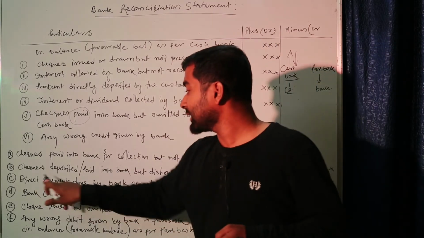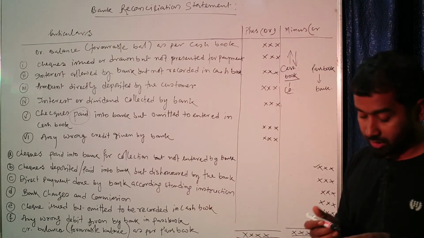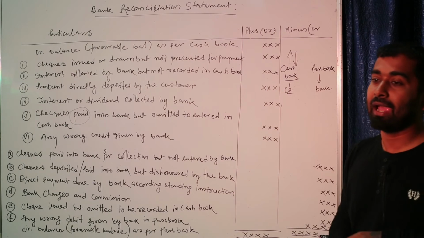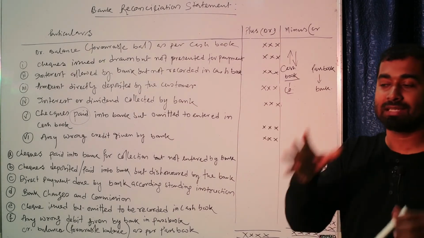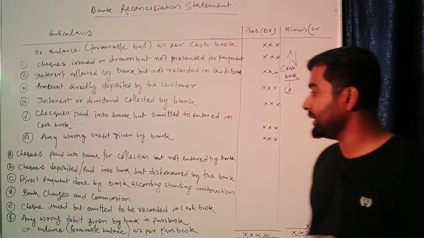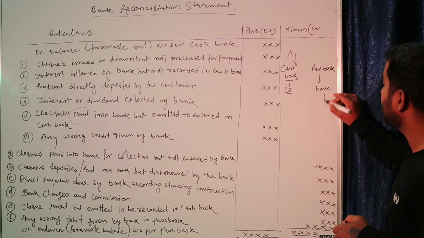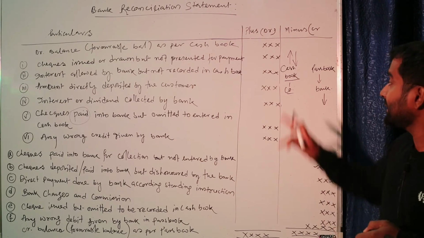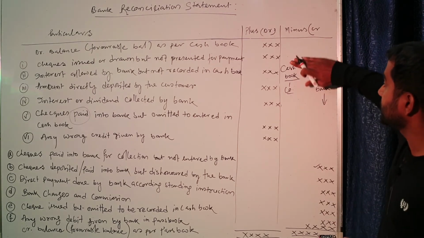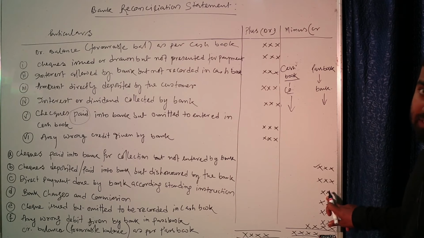Next, direct payment done by the bank according to standing instruction. Sometimes the manager or director visits the bank directly and gives an instruction to the bank: please give that money to that creditor, to that person. At that time, the amount is directly subtracted in the passbook, but the cash book has still not subtracted it. So now what is your duty? You should just subtract. That means write it on the minus side.